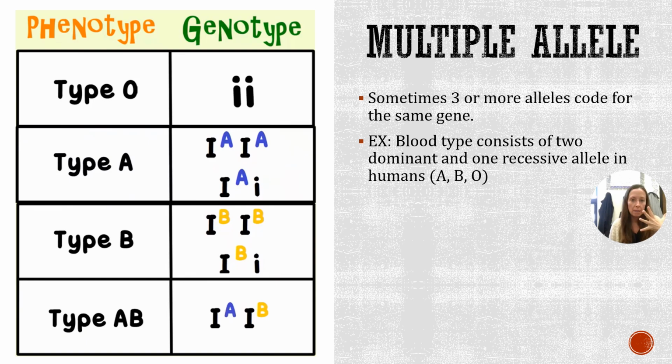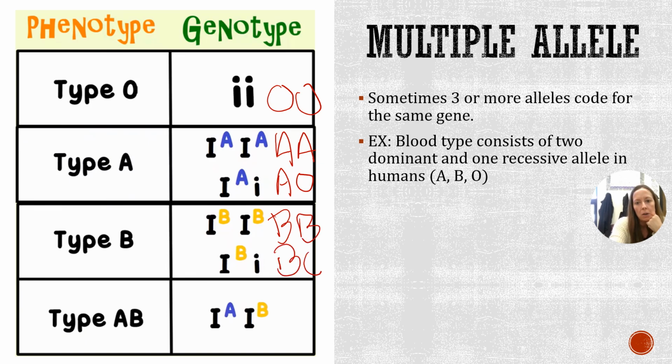All right, for example, our blood typing. Blood typing has three different alleles, right? They have A, B, and O. So I would be the same as, sometimes we call it OO. IA would be the same as AA or AO. IB would be the same as BB or BO, and AB would be the same as AB.